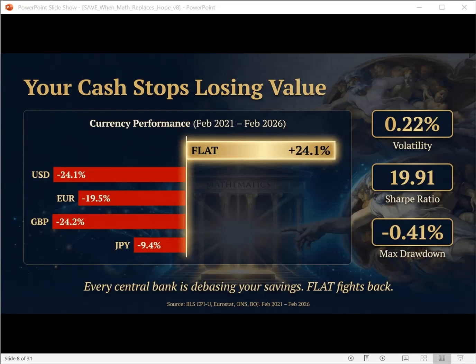SAFE's Sharpe of 3.51 is a different metric. It reflects actual investment returns with real price movement, and even that is 4.6 times Warren Buffett's record. Flat does not just hold value, it gains against every fiat currency on planet Earth. Because every fiat currency on Earth is losing to inflation and flat is not.